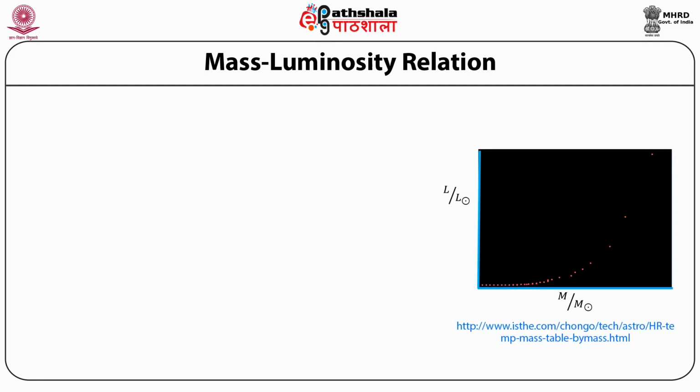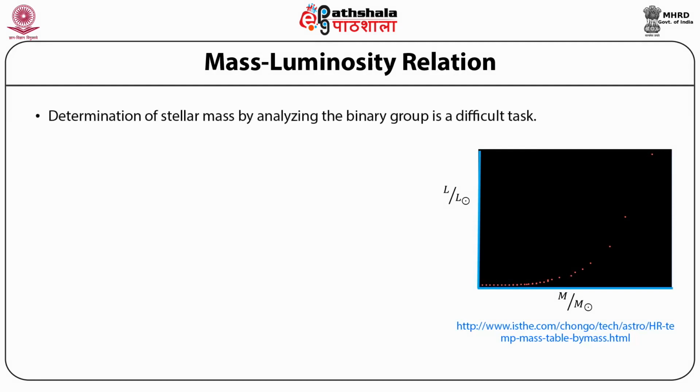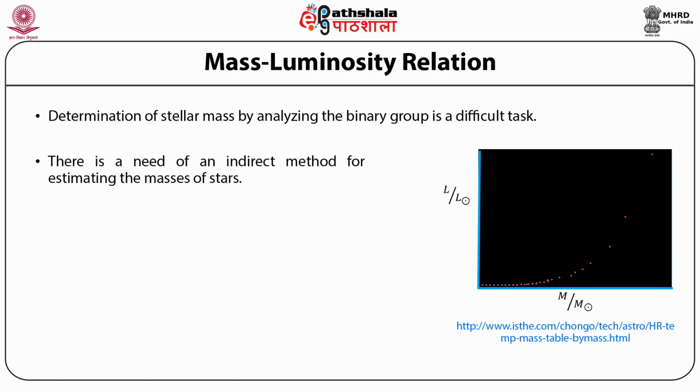Mass-luminosity relation. The mass of a star is an important parameter to determine the state of its evolution. However, determination of mass by analyzing binary systems is a painstakingly arduous task. Therefore, there is a need to find the masses of stars by indirect means. One such method is to establish a relationship between mass and an intrinsic property of stars which is relatively easy to determine. One such property is the luminosity of stars.